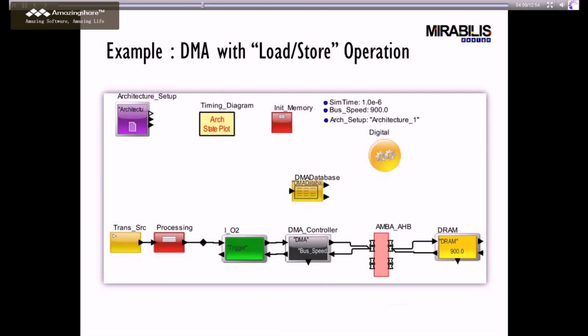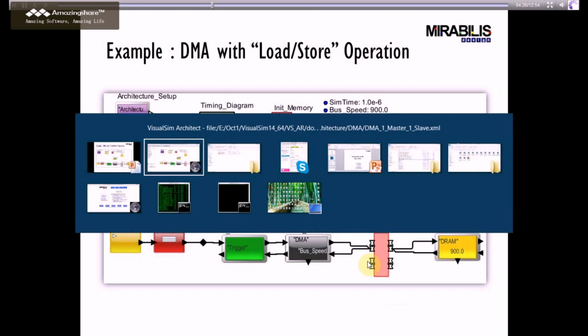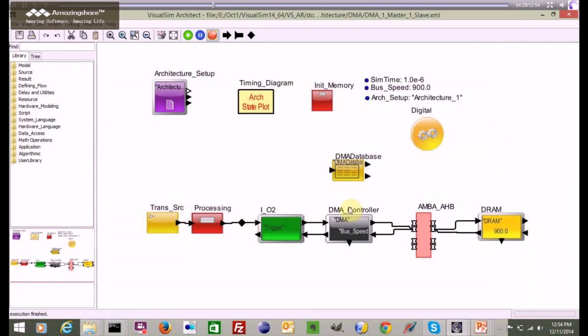Now let's have a look into a simple DMA example performing load or store operation. In this case, we have one master device and one slave with an AHP bus as the bus in between. So here we have the master device. As I said, this is the VisualSim environment, and in the right hand side we have the slave device, and all the devices are running at 900 megahertz.